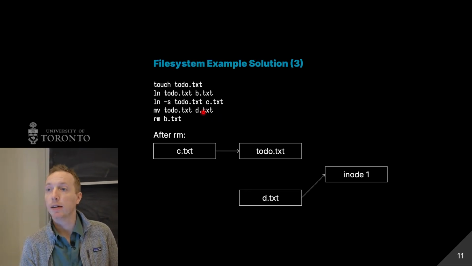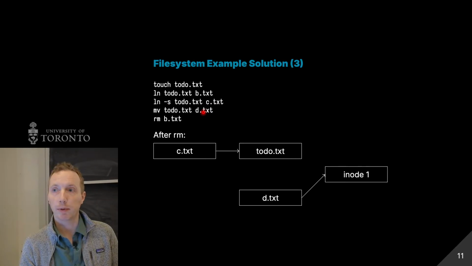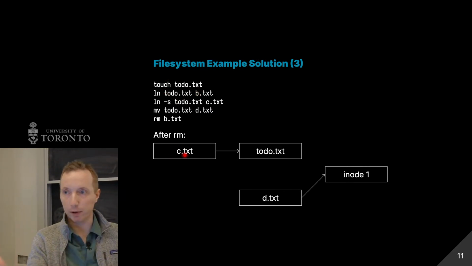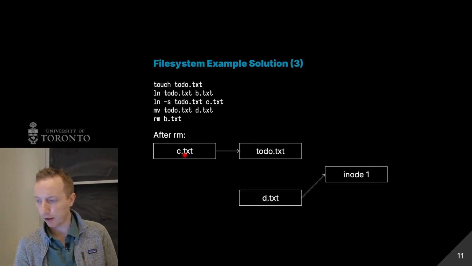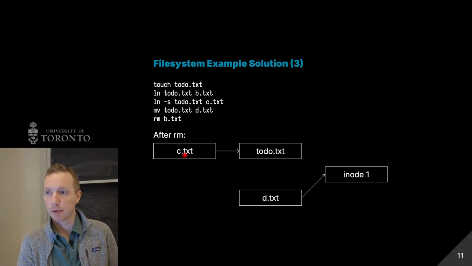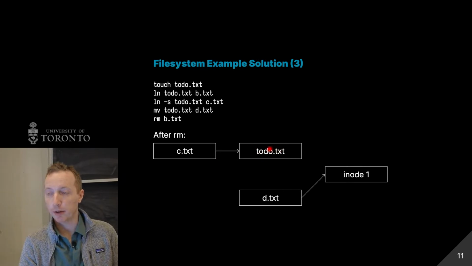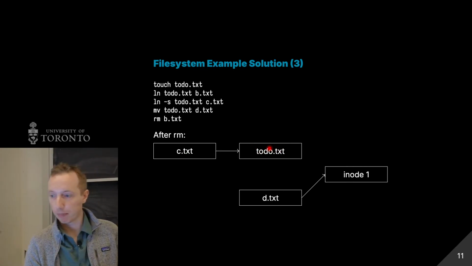Yeah? Can we use move on soft links? Yeah, you can use move on soft links. That'll just rename c.txt to whatever you want. And it will still point to the exact same thing. Yeah, so it'll still point to todo.txt, yeah.